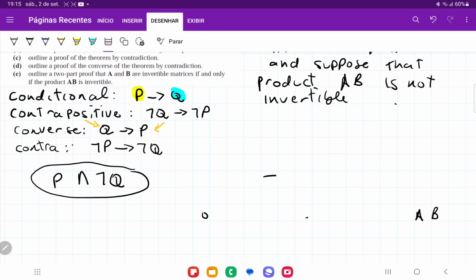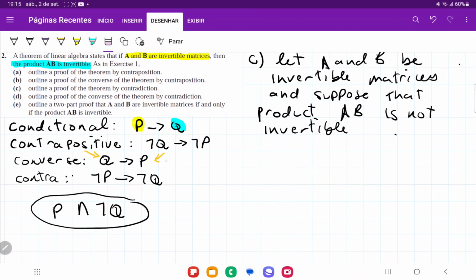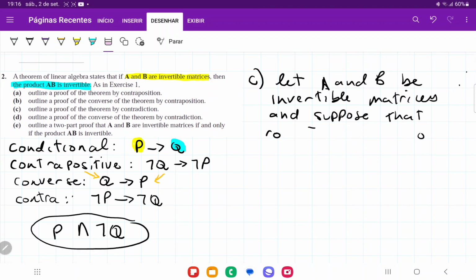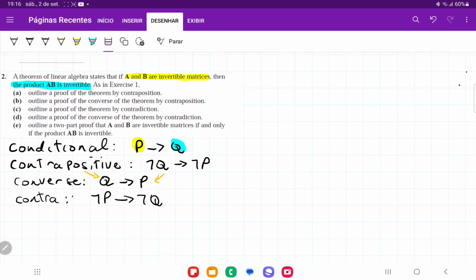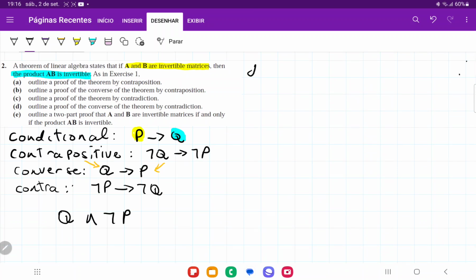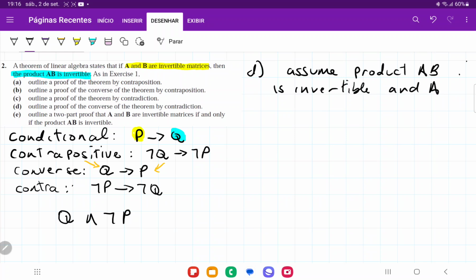Now, what about item D? So item D, we're going to outline a proof of the converse. So the converse is if Q, then P, but we're going to do it by contradiction, right? So in the case of the converse, this is going to be false if Q and not P. That is when the converse is going to be false. So we're going to say, okay, for D, assume Q, so assume product AB is invertible, and A is not invertible, or B is not invertible.